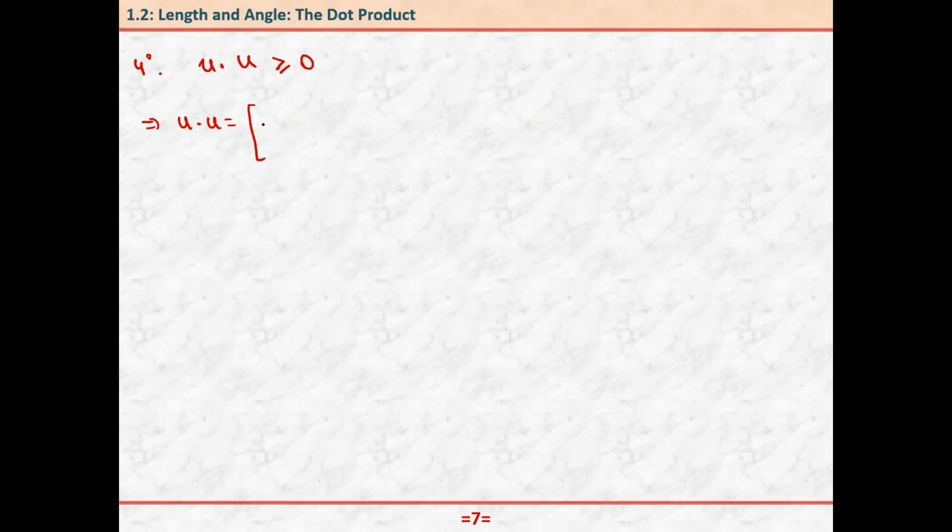So what are the components of u in three-dimensional space? That is u sub 1, u sub 2, u sub 3. Dot, and here we have v1, v2, v3. Oh, sorry. Actually, it is u. So here we have u, here we have u, here we have u. And the dot product is u1 times u1 plus u2 times u2 plus u3 times u3. So here we have u1 squared plus u2 squared plus u3 squared.